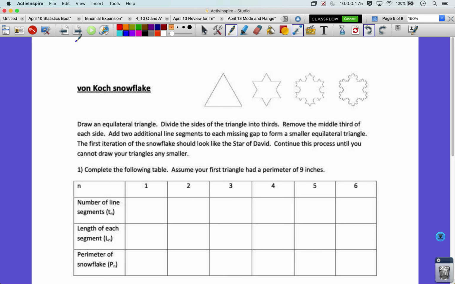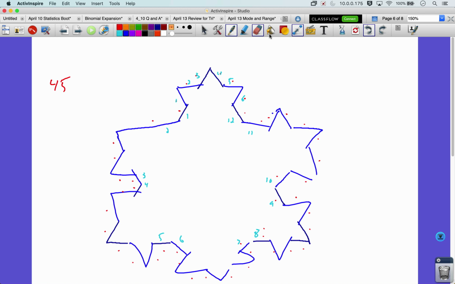Okay, let's look at the von Koch snowflake. So to create the Koch snowflake, you need to start with a big equilateral triangle. Here, I started one here, but I'm going to redo it, actually.